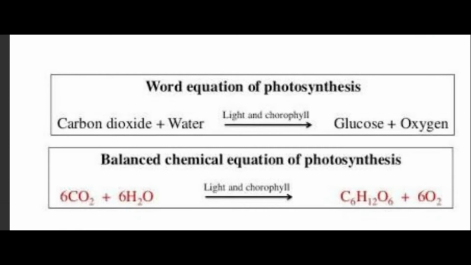This is the balanced equation, and you should understand that light energy is converted into chemical energy during this process, and chlorophyll is just a catalyst. What is the meaning of catalyst? Catalyst means one which speeds up the reaction. A catalyst is one which will not undergo any change during the reaction but will speed up the reaction.